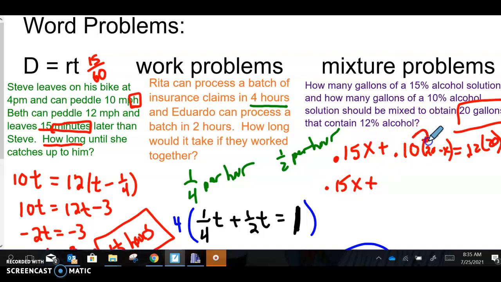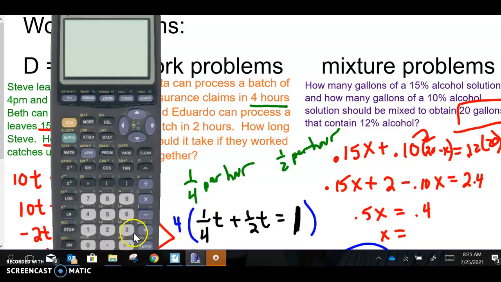0.15x, I'm going to distribute here. I get 2 minus 0.10x equals 0.12 times 20, which is 2.4. 0.15 minus 0.10 is 0.05. I'm going to subtract 2 from the 2.4. You get 0.4. I'm going to take 0.4 divided by 0.05.